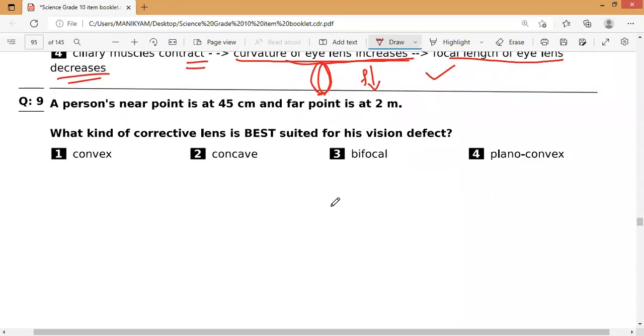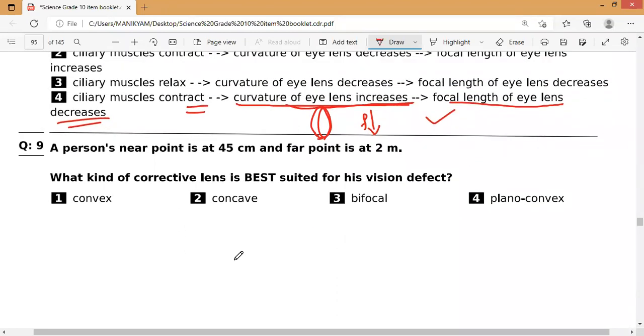Next, let us finish with this. A person's near point is 45 centimeter and the far point is 2 meters. What kind of corrective lens is best suited for his vision defect? Anyone? Bifocal. Bifocal? How, sir? He is having both defects. Yes, myopia also.